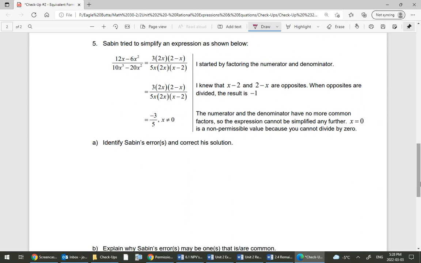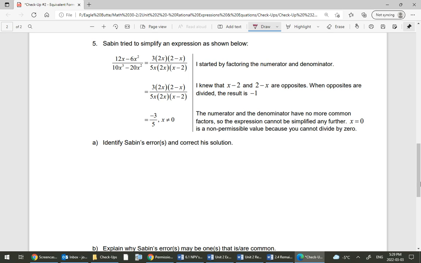Sabin tried to simplify an expression as shown below. And so we've got this big mess here, and he's telling us step by step what he's done. So he said he first started by factoring the numerator and the denominator. When we're looking at these kinds of questions and we're trying to identify what somebody else has done wrong, we can often get tripped up because they don't do it the same way that we would want to do it.